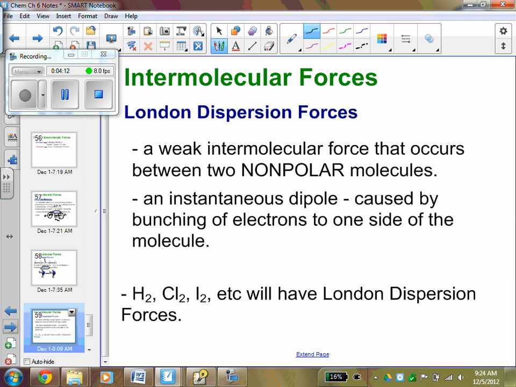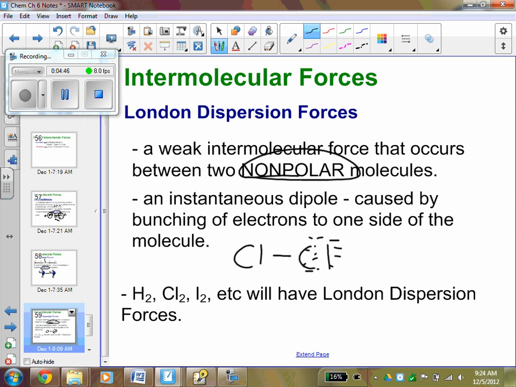The last type, which is the weakest, is called London dispersion forces. These are weak intermolecular forces that occur between two nonpolar molecules. Okay, so this is the key here. If you have a nonpolar molecule, they are subject to London dispersion forces. Now, this is also called an instantaneous dipole because all of a sudden the electrons, let's say on our chlorine-chlorine molecule here, for some reason, it could be some force of attraction, some magnetic field, all of a sudden causes the electrons to all bunch to one side.